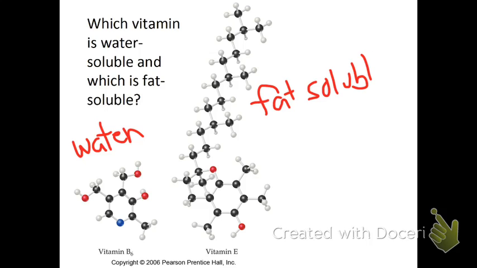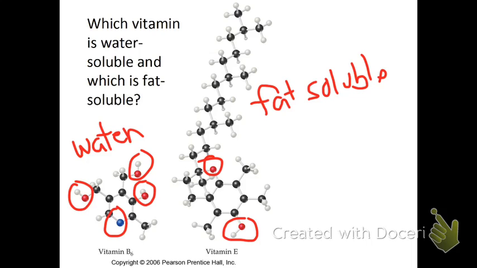Why? I see a fair number of OHs, OH, OH, a nitrogen. A nitrogen tends to add polarity. That CN bond is polar. And while vitamin E does have one OH and has one oxygen in the ring there, for the most part, it's a big grease ball. Lots of carbons and hydrogens.